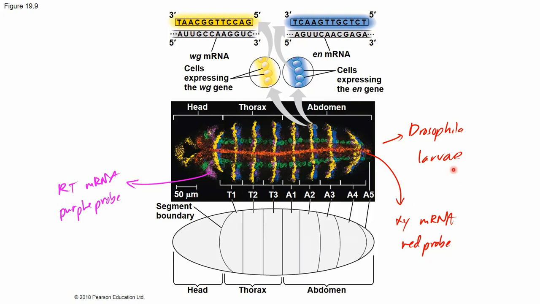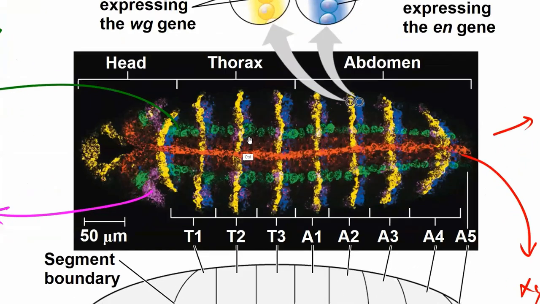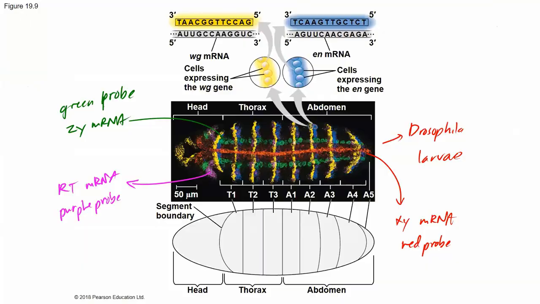Each one of these probes, whether it's blue, yellow, purple, or red, will be looking for a different gene. And we also have a green probe, a probe with a fluorescent green dye, looking for, let's say, ZY mRNA. So each one of these five probes will be targeting, or will be complementary to, a different mRNA molecule. But notice here, if we zoom in, let me draw a line to delineate the body of the larvae. So this is the body of the larvae.